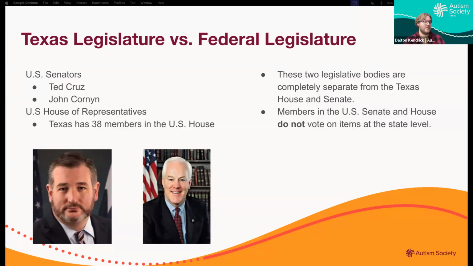And then Texas has 38 members in the United States House of Representatives. These two legislative bodies, the U.S. House and the U.S. Senate, are completely separated from the two Texas bodies. Members in the U.S. Senate and House do not vote on items at the state level, and vice versa. So if there was a bill being passed right now through the Texas legislature that you're really interested in and want to advocate for, you wouldn't go talk to Ted Cruz about it because he has virtually no say on it.